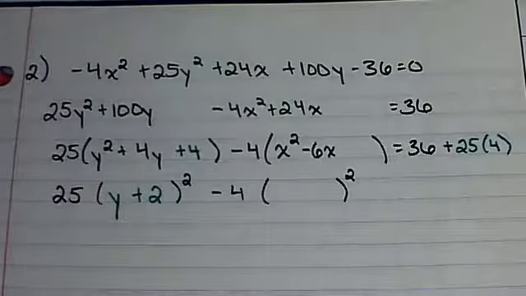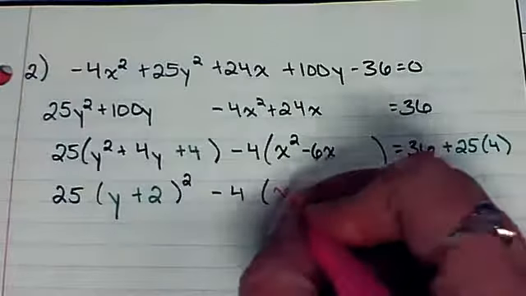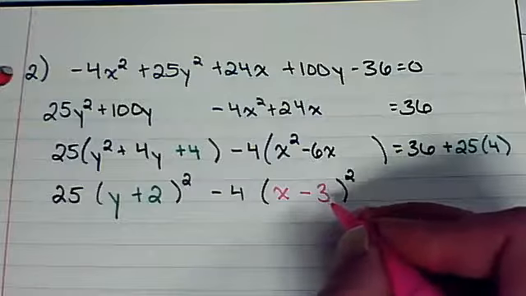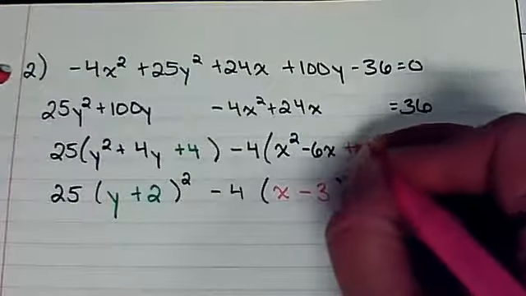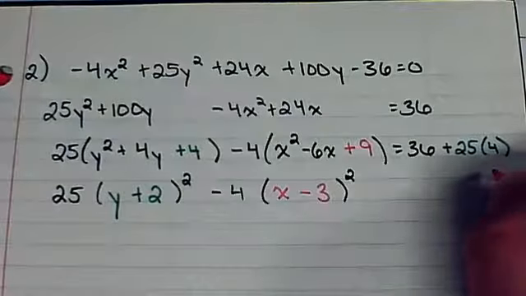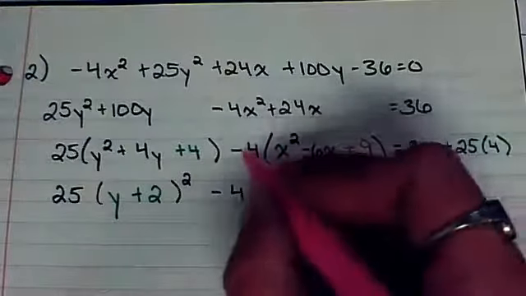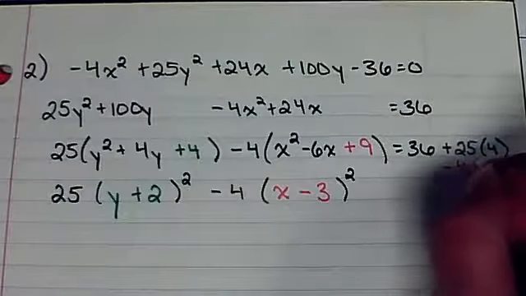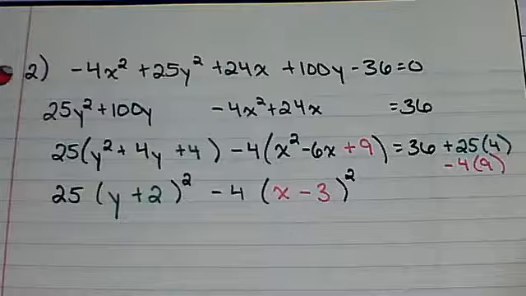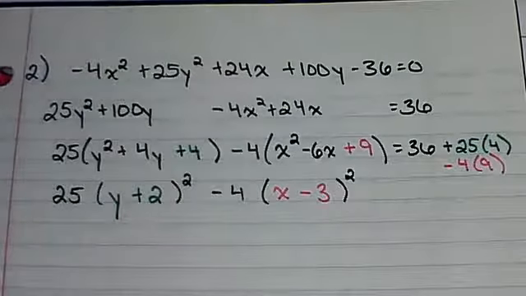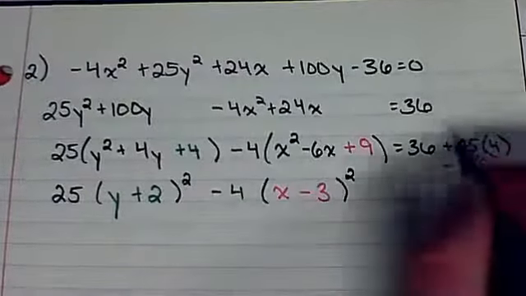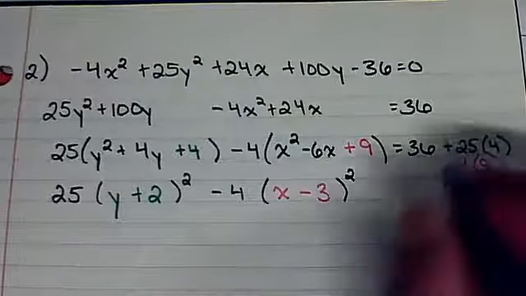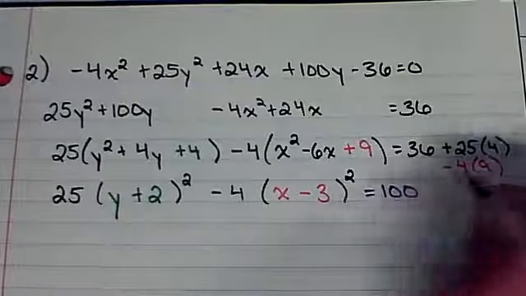Now, on the x's, this is going to be an x. Half of the middle term is going to be a negative 3. Negative 3 squared is going to give me a positive 9. Now, when I add that to the other side, it's not just a 9. It has a negative 4 on the outside of the parentheses. So I'm actually adding a negative 4 times 9. Now, when I simplify that right side, that's 36. 36 minus 36 is going to be gone. 25 times 4 is going to give me 100.